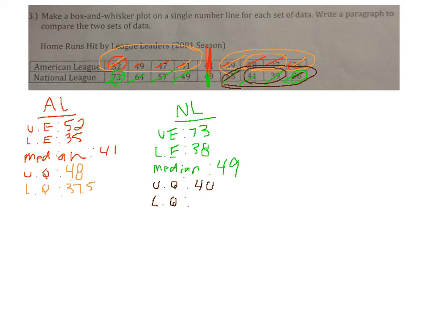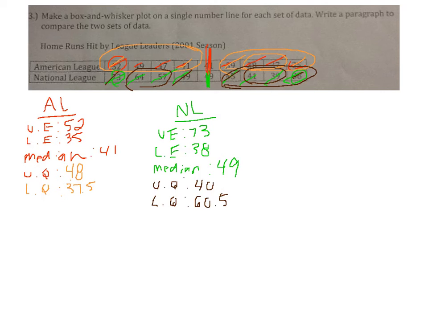The lower quartile, cross off the lowest and highest, falls between 64 and 57, which is 60 and a half, or 60.5.